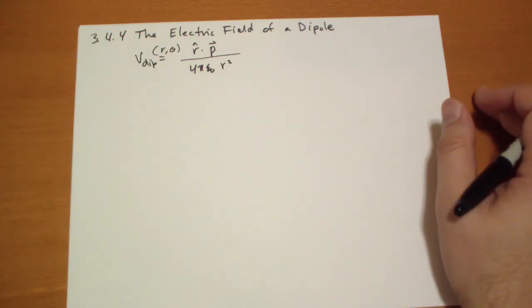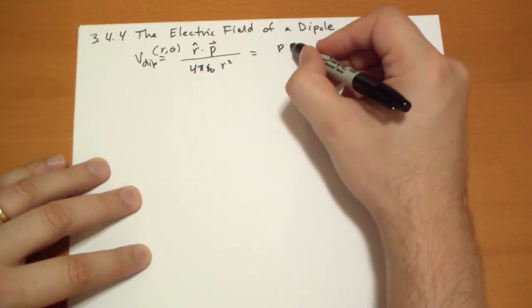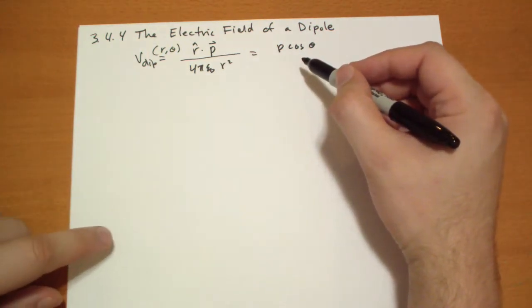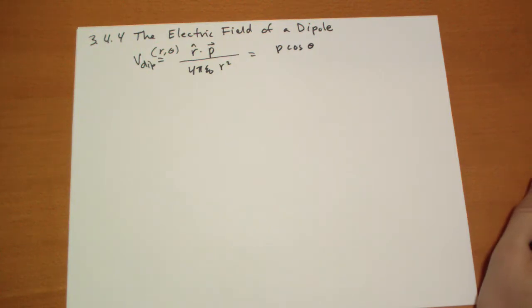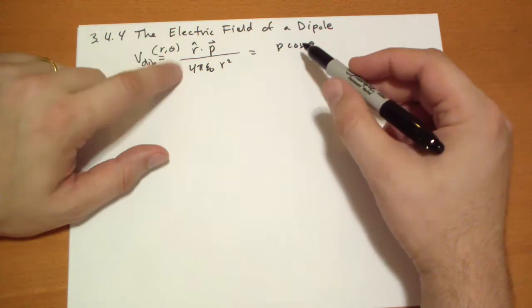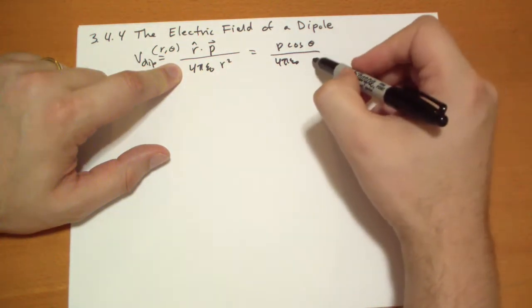And we can rewrite this as p cos theta, where theta is the angle between the dipole moment and the direction to the point that we're interested in, divided by 4 pi epsilon naught r squared.